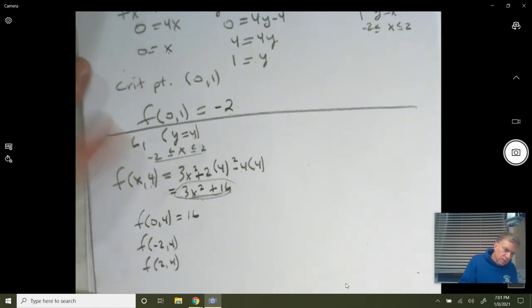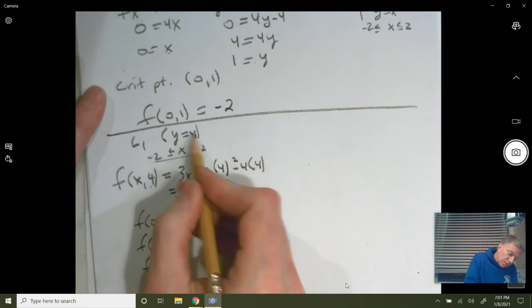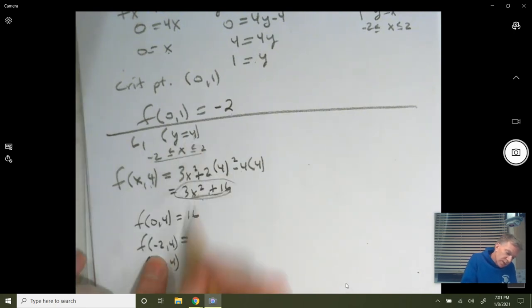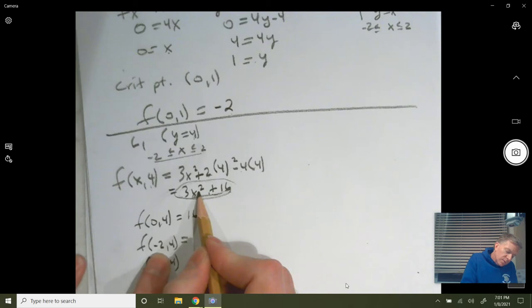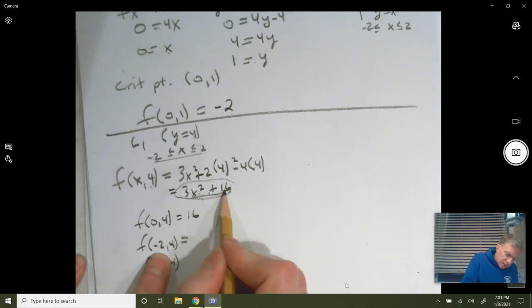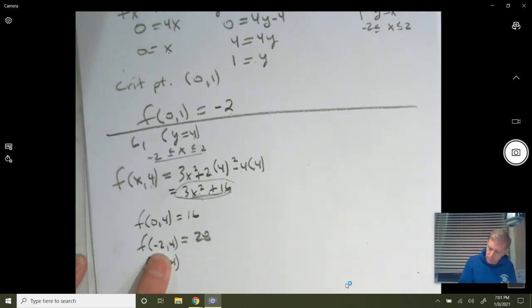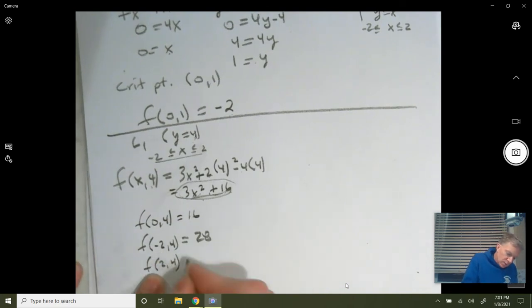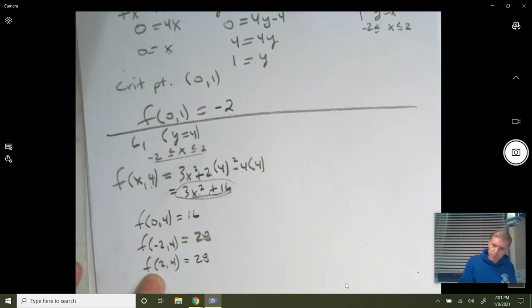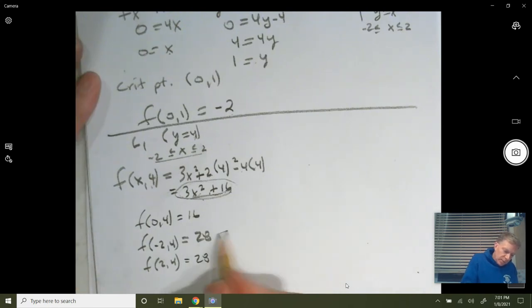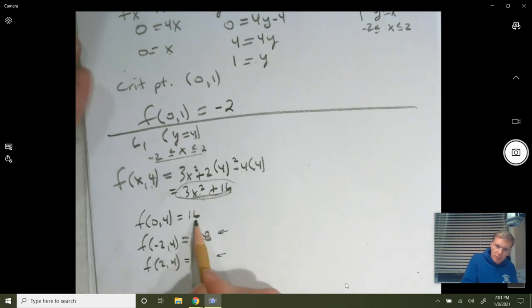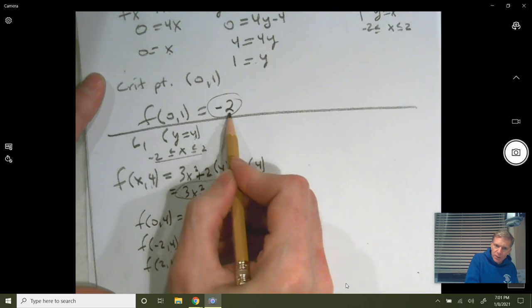Plugging those into the simplified function, since we already plugged that in, you're going to get 3 times 4, 12, plus 16, that gives you 28. This one will also give you 28. So this is winning for your max, at these two locations. This one we know is not going to be an absolute min because we already have a value that's lower.